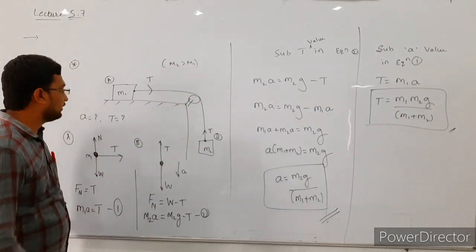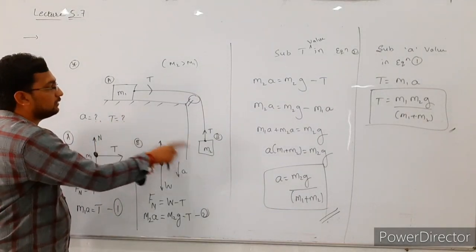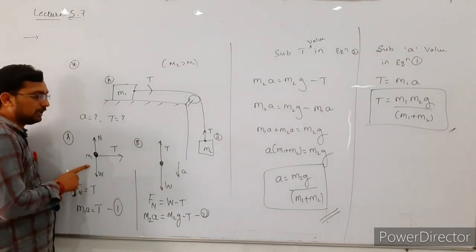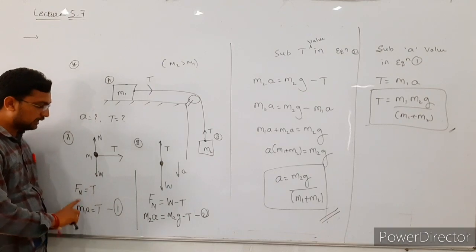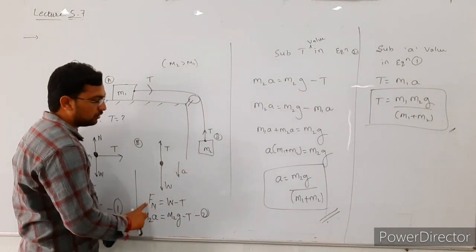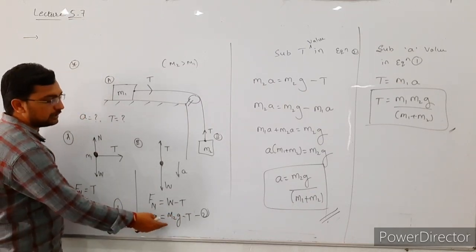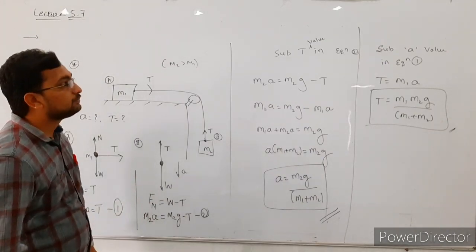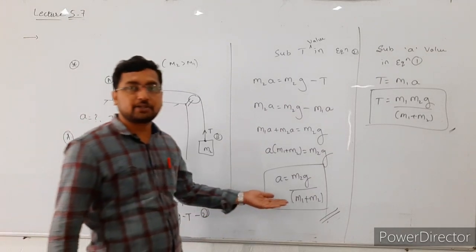Okay, so here also we are going to find the acceleration and the tension. First we have to draw the free body diagram for body A and body B. This is the free body diagram for body A and this is the free body diagram for body B. For A the net force is equal to tension, and for B the net force is weight minus tension. So net force is nothing but m2 into a, that is equal to weight, m2 into g, minus tension. After that, substitute the T value in this equation, and we will get the acceleration of that system.